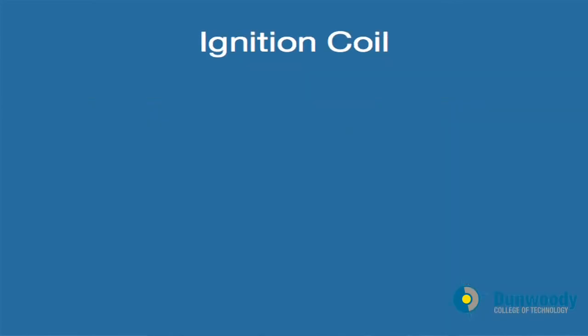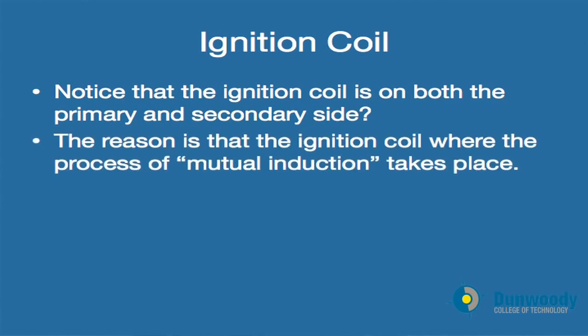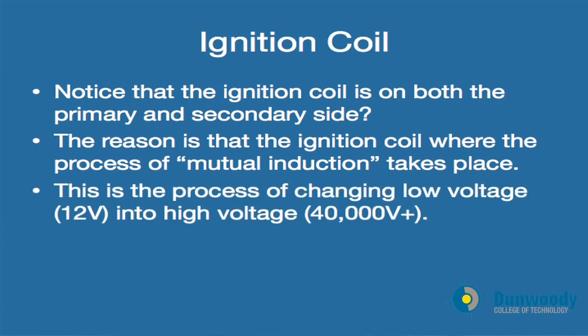Notice that I said the ignition coil twice. The important thing that you need to understand is that the ignition coil is the split point between the two systems, between the primary and the secondary side. What happens inside of the ignition coil is a process called mutual induction. You should remember this topic from back in 172 when we discussed alternators. This is the process of changing low voltage, approximately 12 volts, into high voltage, 40,000 or higher.